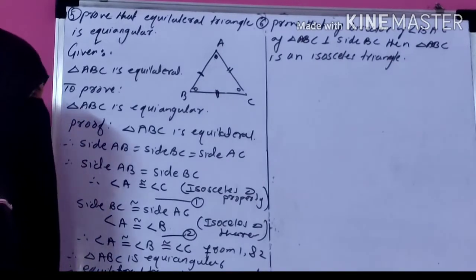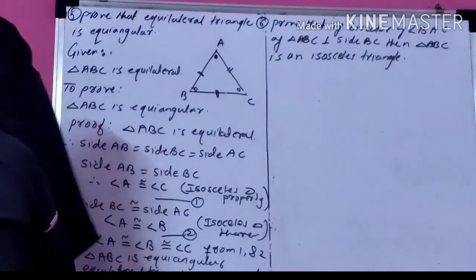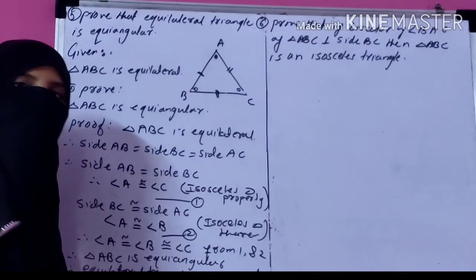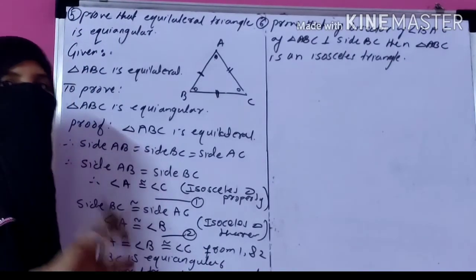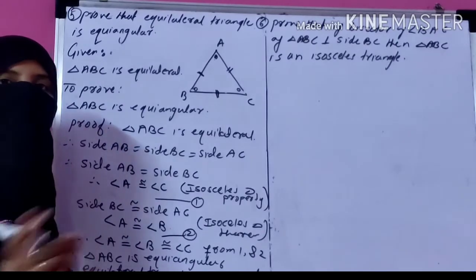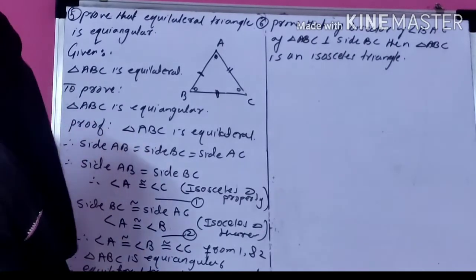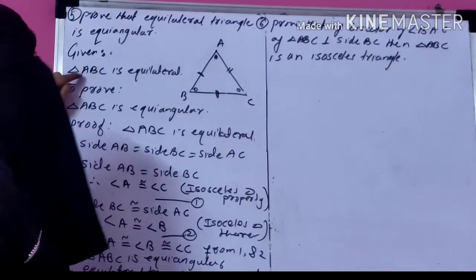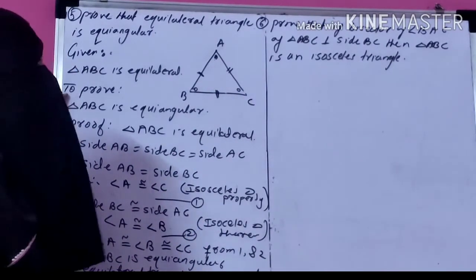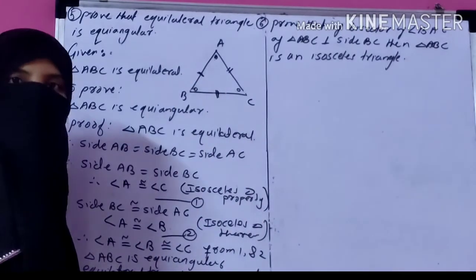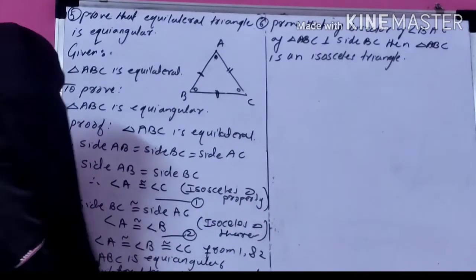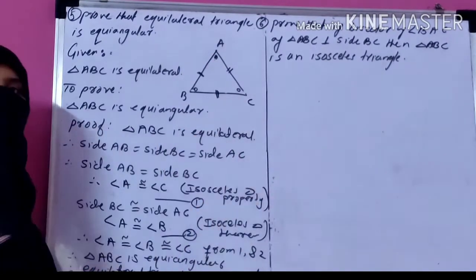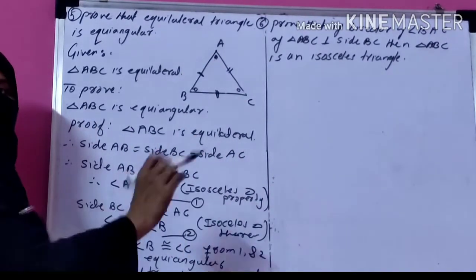Okay. So once again I am repeating, the question is prove that equilateral triangle is equiangular. That means here we have to prove if the triangle is equilateral, then it is equiangular. That means their angles are equal. So first of all I draw the figure of equilateral triangle. So given here triangle ABC is equilateral and you have to prove this triangle is equiangular, that means their angles are equal. So let's start your proof. First of all the given is this triangle is equilateral. So triangle ABC is equilateral.